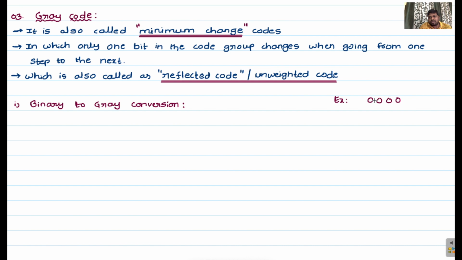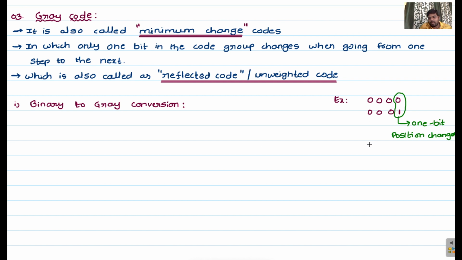This is the starting sequence for n equals 4 bits. And the next sequence is 0001. If you observe these two code words, only one bit position changes, and the remaining 3 bit positions are the same. That means only one bit position changes, and the remaining 3 bit positions are the same. Next I will move on to the next step, 0001.